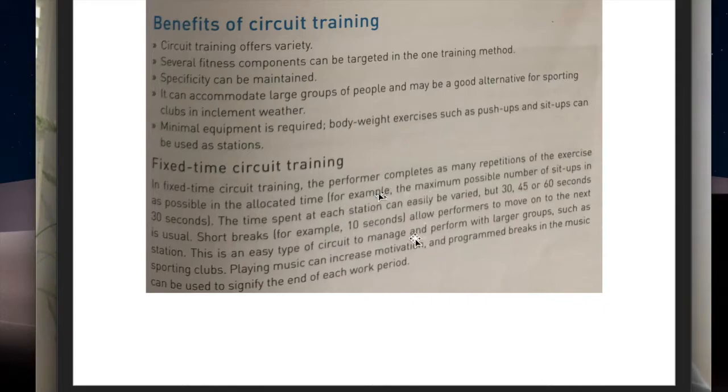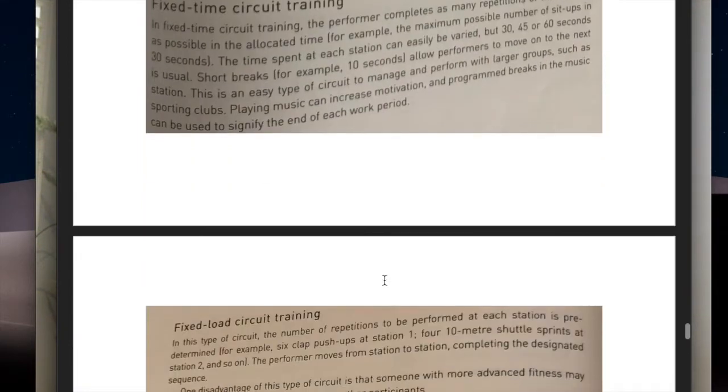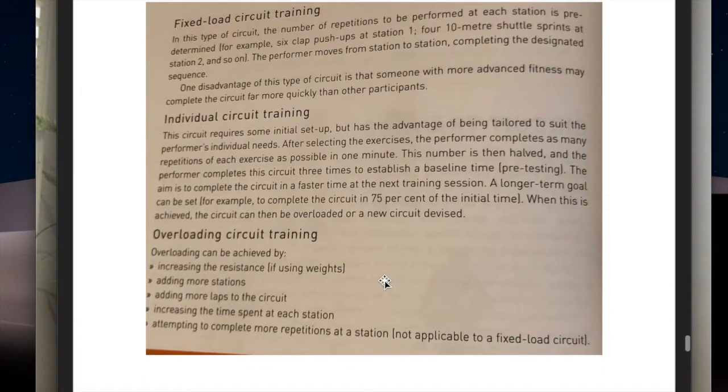So that's one thing that's really good to use because music can play in the background. And I'm sure people have heard of things like Tabata, where the music is designed to stop at certain time points so you can move to the next working station.